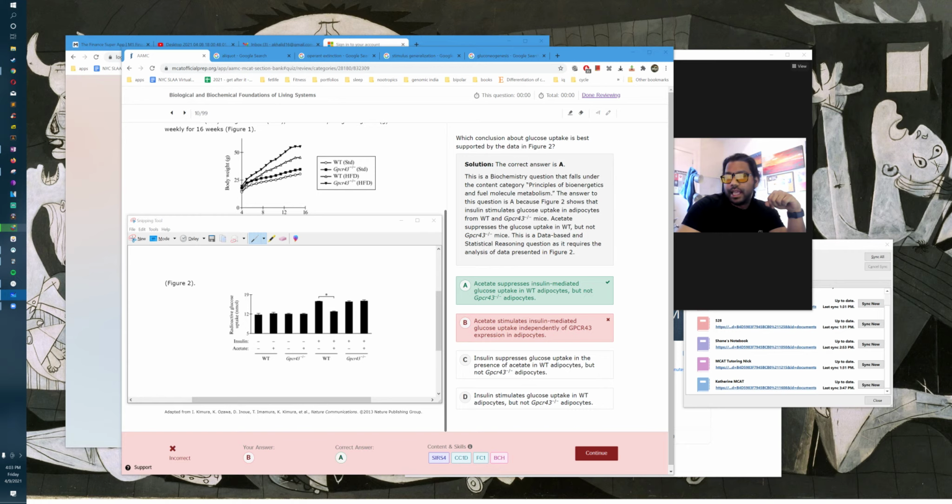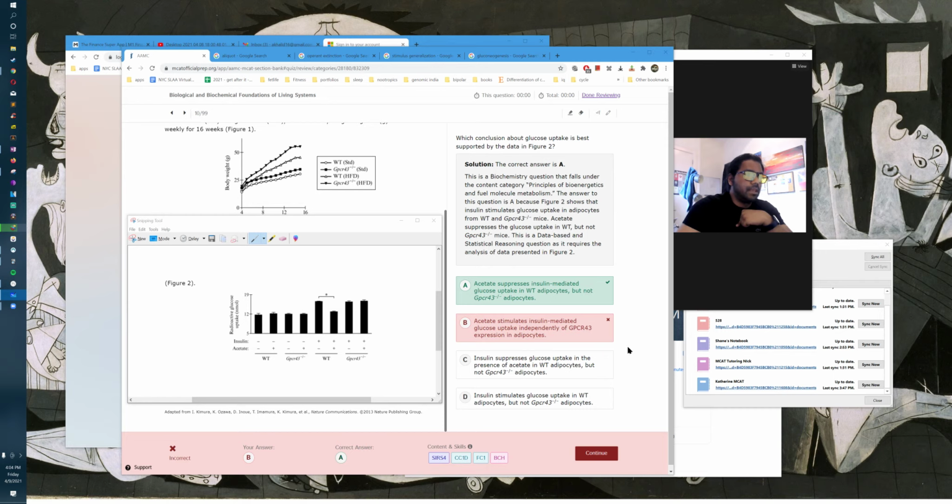And you don't have to know what insulin does or what acetate does. It's just right from here, and this is glucose uptake, compared to everything else. Acetate, insulin, it doesn't matter. Got it, I know what you're saying. You just tell me to focus on that WT difference, what is present, what is not. Insulin is present in both, acetate is not. So acetate is the one that's suppressing. Simple as that.